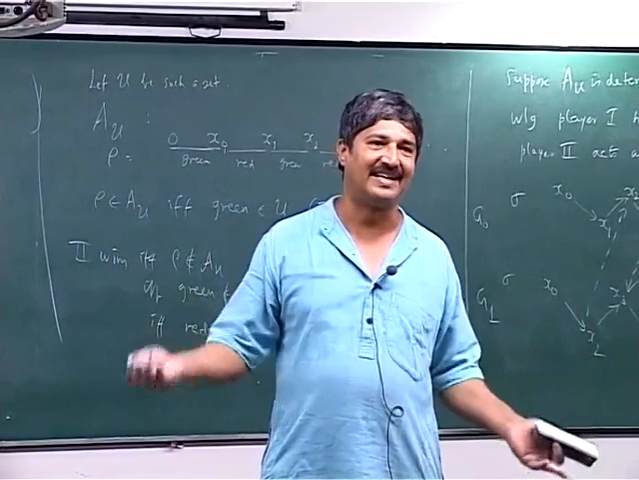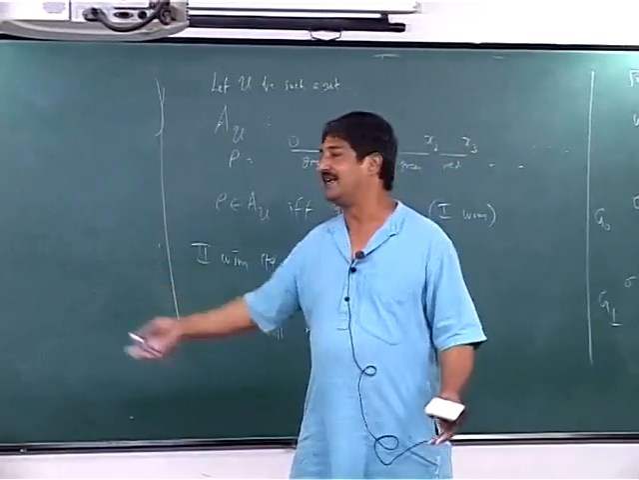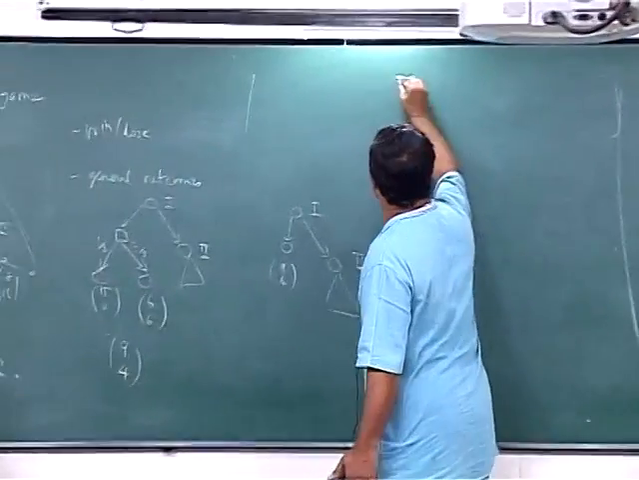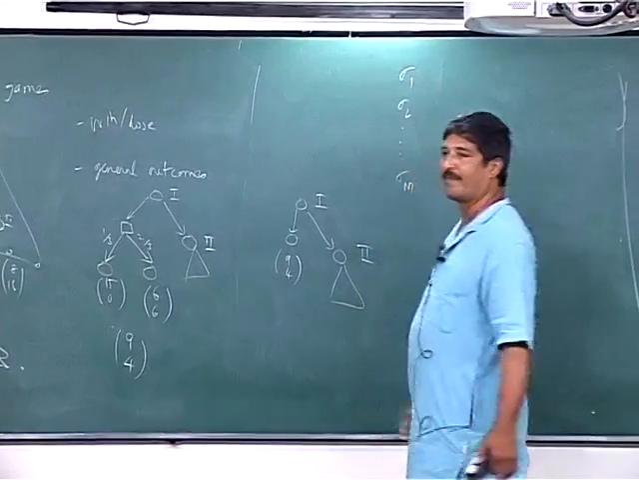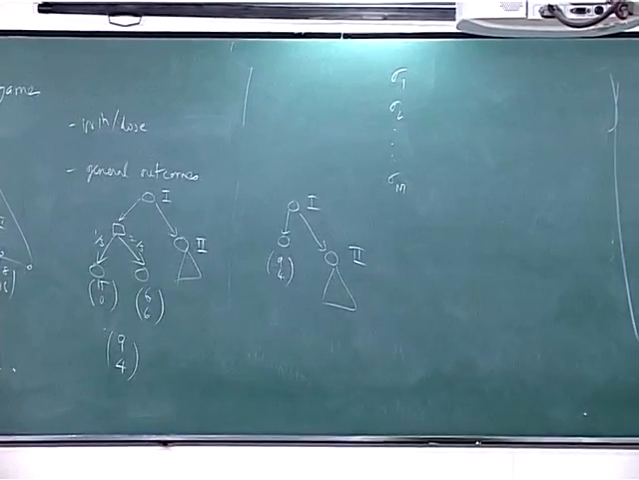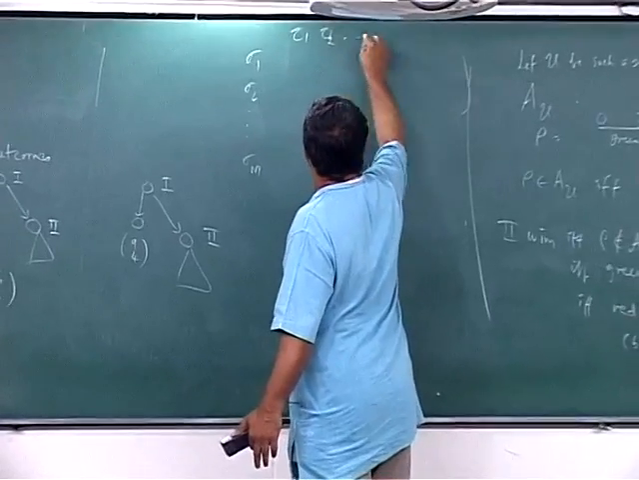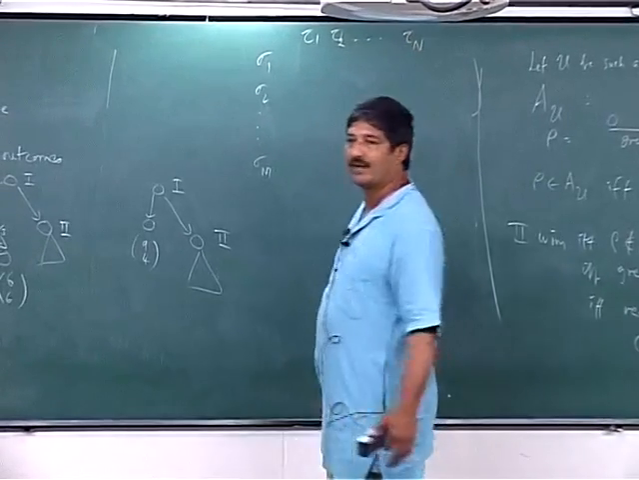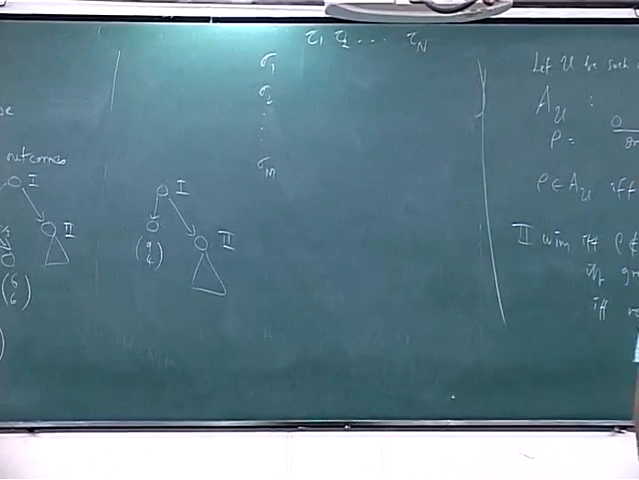Some finite number of strategies, right? So I might as well list them: sigma 1, sigma 2, sigma 3. So given a tree, I have so many possibilities, sigma 1 to sigma m. For the opponent, how many strategies can you have? So many possibilities, tau 1, tau 2, tau n. Now I know that every pair of strategies results in a play, right?